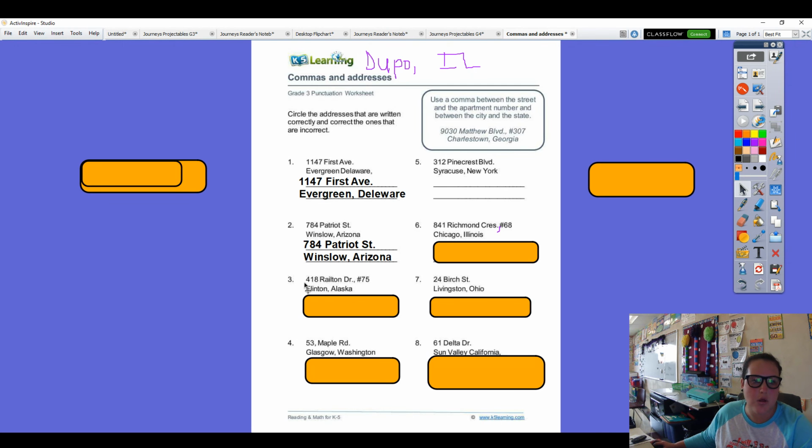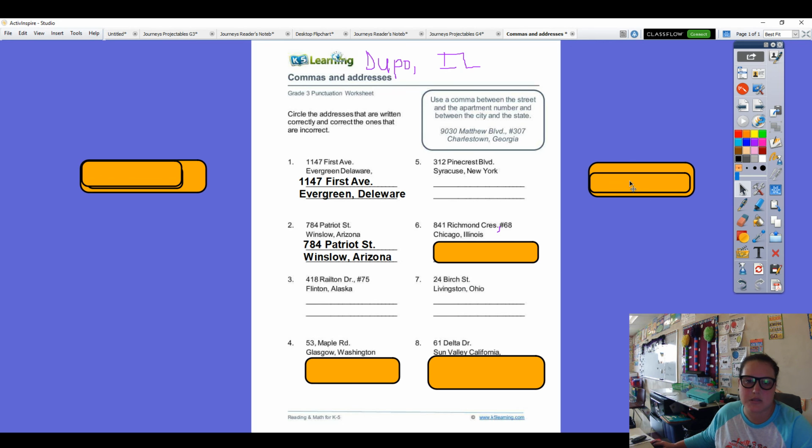Number 3 down here, 418 Railton Drive, apartment number 75, Clinton, Alaska. Let's check. So we have our comma between our street name and our apartment number, and we have our comma between our city and our state, so that sentence is correct. Down here, 24 Birch Street, Livingston, Ohio. Livingston's our city, Ohio is our state, and we have our comma that separates those two, so that one is correct.